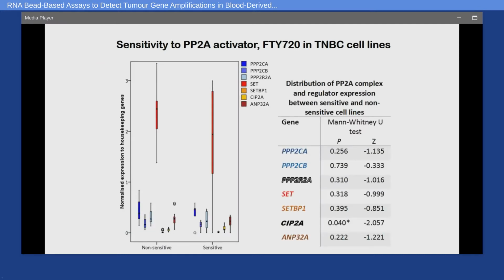So as part of the multiplex panel that we selected, we added the subunits of PP2A, and here we can see that we added PPP2CA, which is the catalytic subunit, in the blue boxes. Then we also have regulatory subunits, the R2A, which is the light blue, and also the inhibitors SET binding protein 1, CIP2A, and ANP32A. When we look at this data set, the figure shows expression normalized to housekeeping genes, comparing the non-sensitive to the sensitive group of cell lines, the distribution of the PP2A complex and its regulators, we have a slight significance of CIP2A high in the sensitive group.